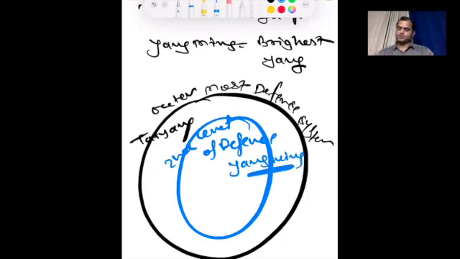So when any pathogen wants to enter a human body, it first has to fight with the Tai Yang, then it will fight with the Yang Ming, and only then can it enter. If these defense systems are stronger, then the pathogen can attack but cannot enter.